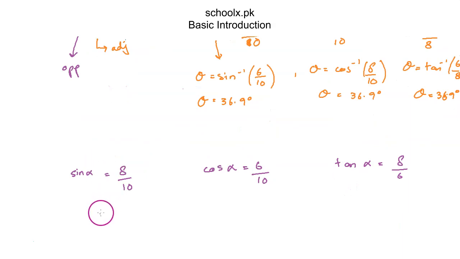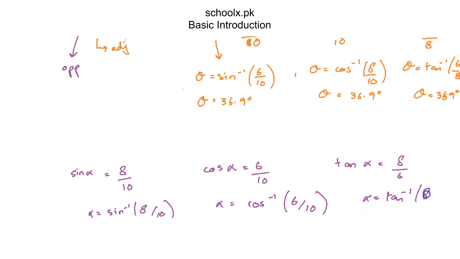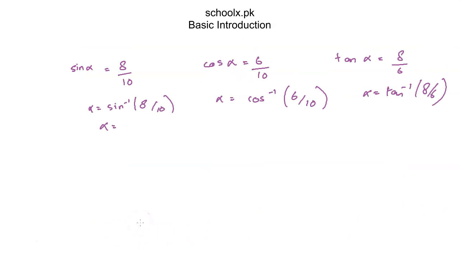From this, we can find alpha. So alpha is sine inverse of 8 over 10, or alpha is cos inverse of 6 over 10, or alpha is tan inverse of 8 over 6. So angle alpha is sine inverse of 0.8, which is 53.13 degrees. And cos inverse of 6 over 10 is 53.13 degrees. And alpha equals tan inverse of 8 over 6 is also 53.13 degrees.